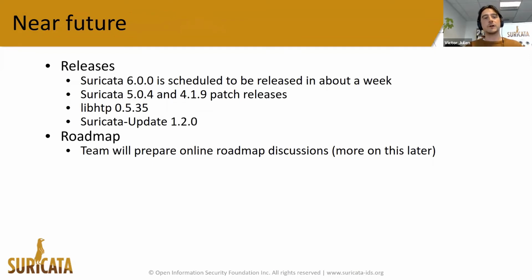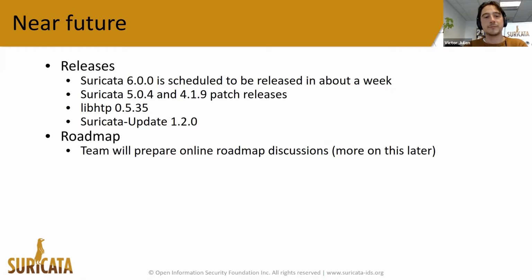So near future on Suricata releases, 6.0 should be out next week. We'll also do a patch release for 5.04 and 4.19. We will do a new libHTTP with some fixes as well. And with Suricata 6, we'll also bundle the final version of the Suricata update 1.2 branch.